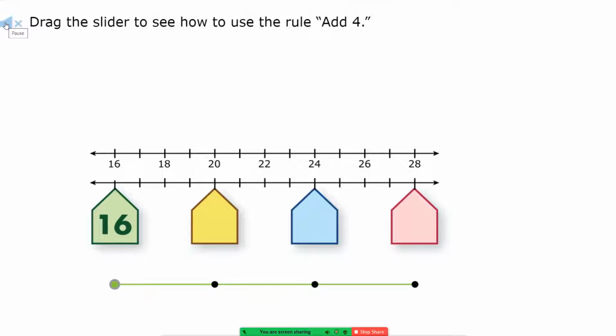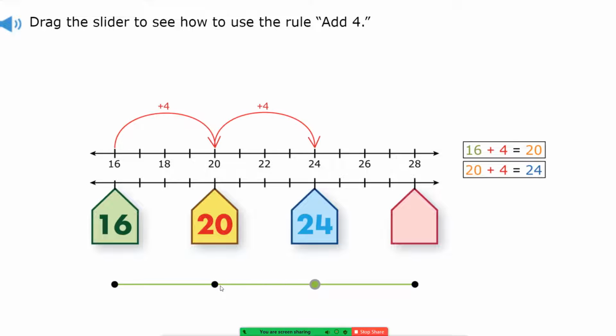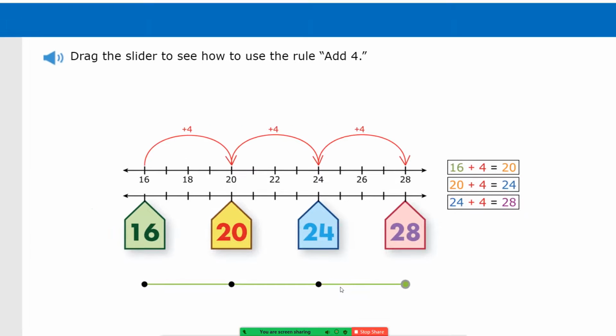Drag the slider to see how to use the rule add 4. Okay, so here you can see that we started at the number 16. Now, if the rule is add 4, I'm going to move my slider over to the next one. So just like on a number line, you're going to make 4 jumps on your number line. So adding 4, 16 plus 4 is 20. 20 plus 4 is 24. 24 plus 4 is 28.